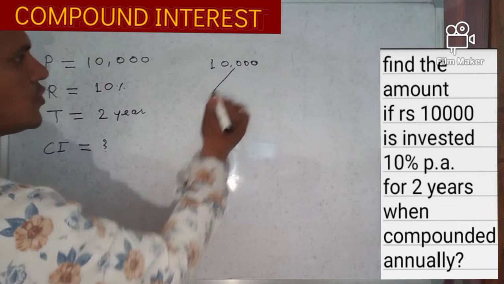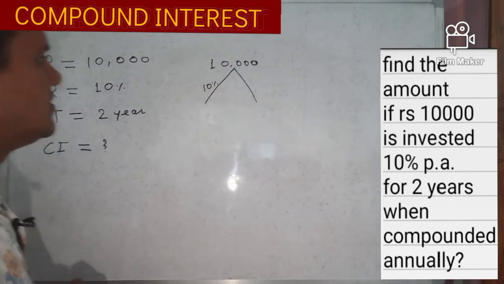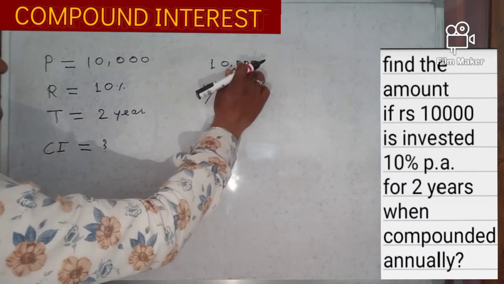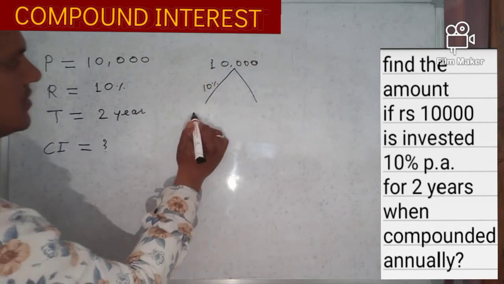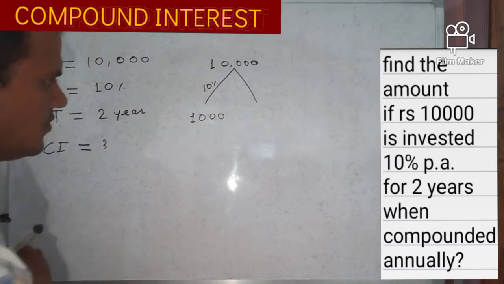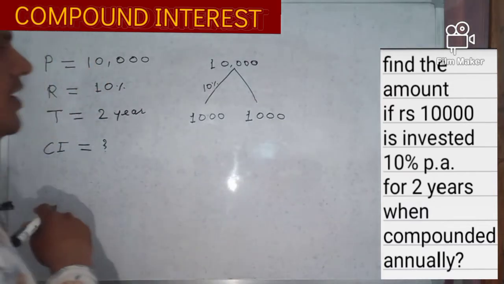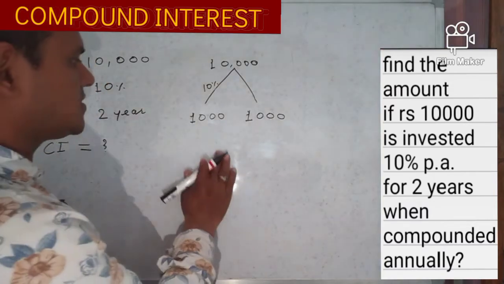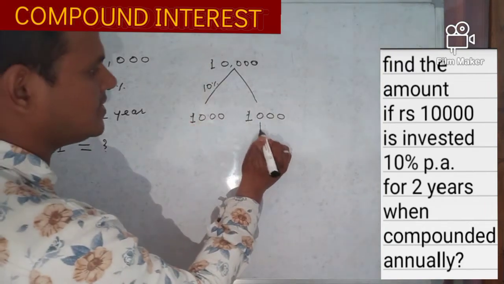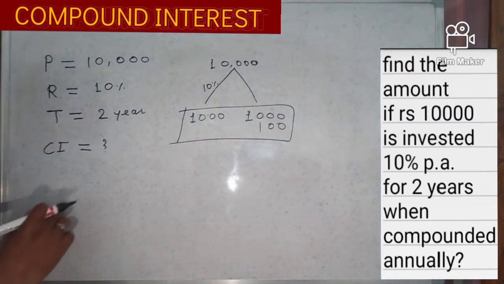So draw 2 lines for 2 years. The rate is 10%, right? So what will be 10% of this amount? So 10% of 10,000 will be 1,000. The next year will also be 1,000. But compound interest is interest on interest. So what will be 10% of this 1,000? It will be 100. So this total area is our compound interest, right?